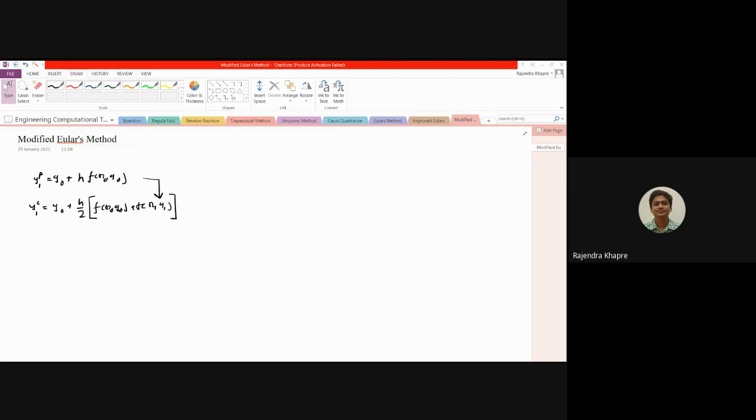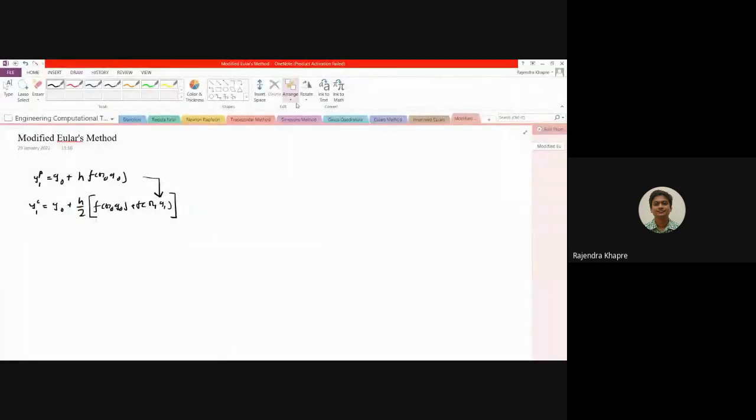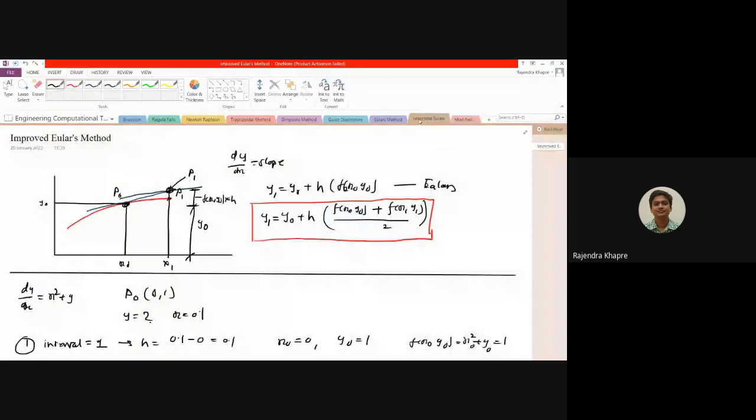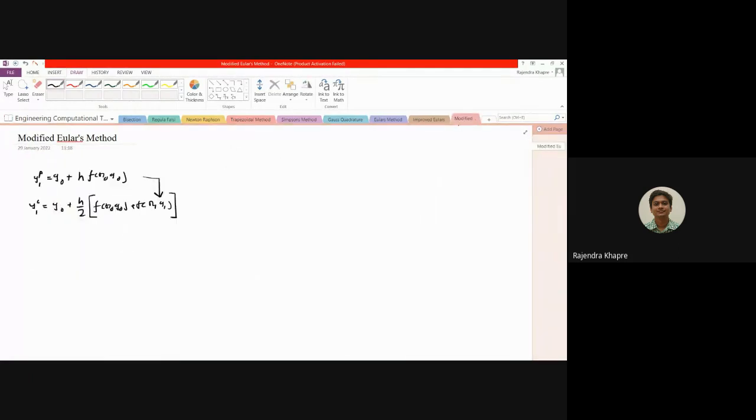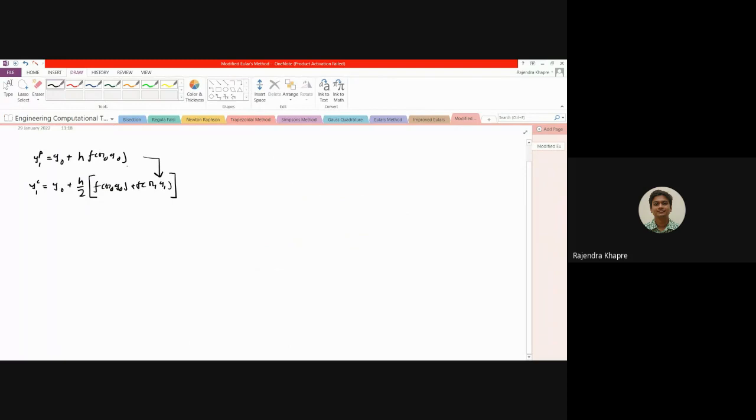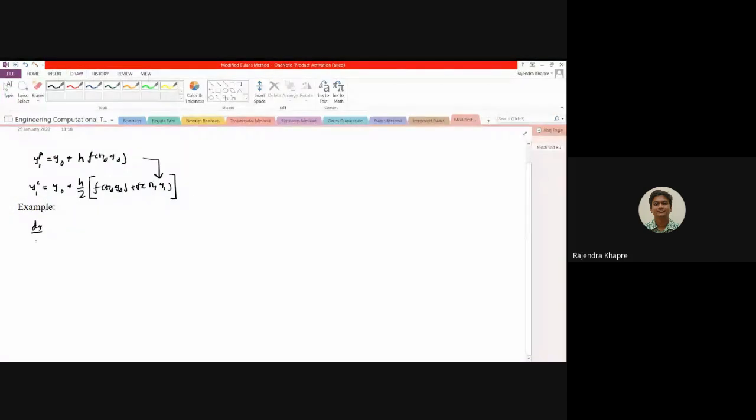Okay, students, we'll resume now. In the previous class, we solved one numerical, that is dy by dx is nothing but x square plus y. We are going to solve the same problem using this modified Euler's method. So here we have an example: dy by dx is x square plus y.